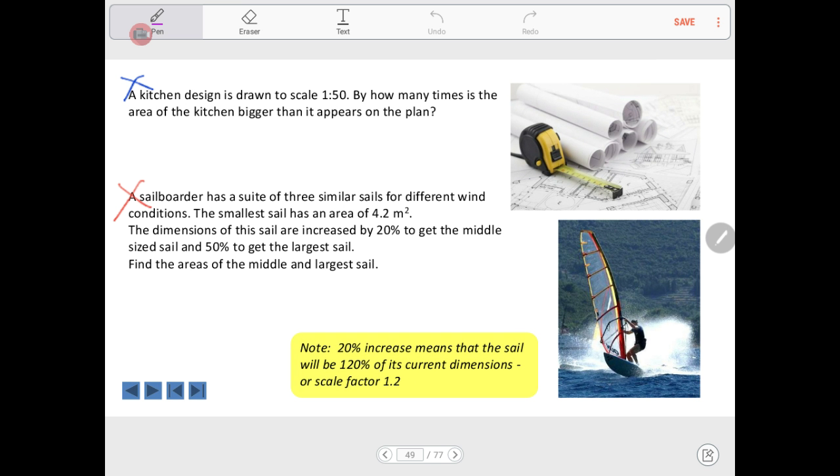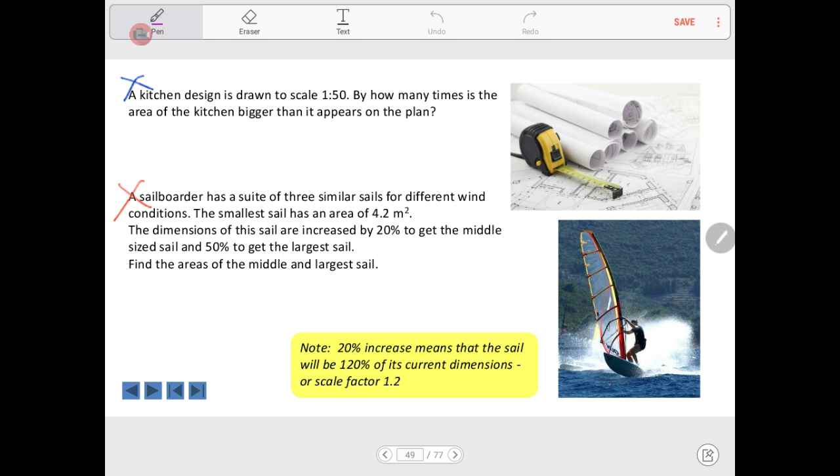Kitchen design. It's drawn to a scale of 1 to 50. How many times is the area of the kitchen bigger than it appears on the plan? Well, if we're talking about a length within the kitchen, like a bench that was 1 centimetre long on the plan, then in real life it would be 50 times longer than that. It would be 50 centimetres.